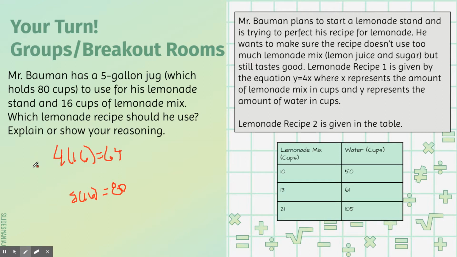You're right. He's going to want to use recipe A because he's going to put in 16 cups of mix and 64 cups of water. That's going to equal 80 cups. So that's going to fill his jug. Versus this one, he would add in 80 cups of water and 16 cups, which would give him 96 total cups, which is too much for his jug. He's going to use recipe A.